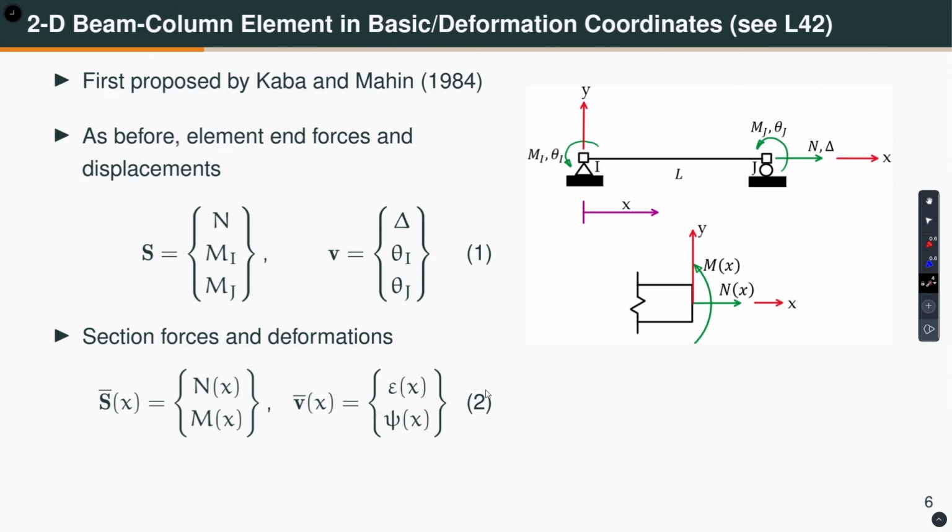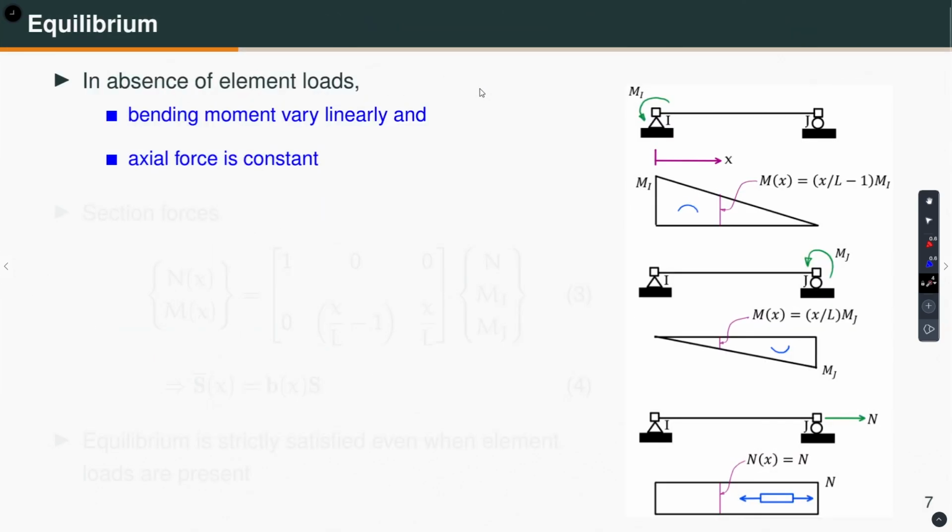Okay. So, this formulation of the flexibility based method, which I will go through, was first proposed by Kaba and Mahin in 1984. Okay. So, let us first invoke equilibrium. As we said, we will first use equilibrium. Okay. So, let us say this is the element.